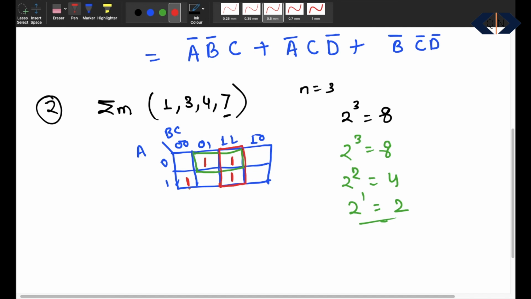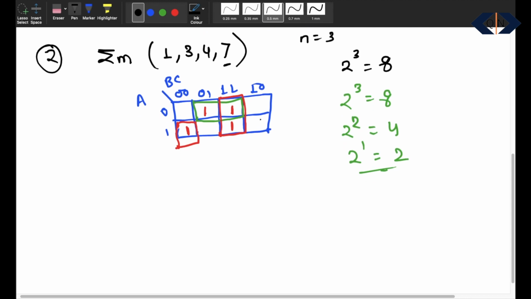If we fold, by folding also we can't group this one. There is no diagonal grouping allowed, so we have to keep this separate. So now let's start writing this simplified equation. How many groups do we have? This is 1, this is 2, and this is 3 group.